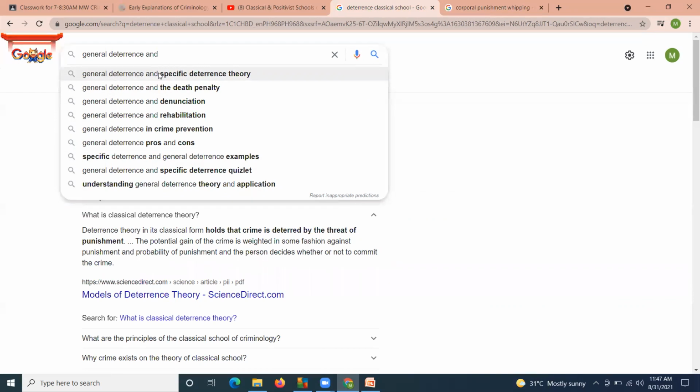General deterrence means even the people who are looking, the audience who are looking at the corporal punishment being carried out, will learn a lesson that they will not commit any crime at all, because they do not want to be subjected to this kind of punishment. On the other hand, when you say specific deterrence, the learning of the lesson is directly absorbed by the person who committed the crime. He will say, I will not commit this crime again, or I will not commit any type of crime again, because I do not want to be subjected to any form of corporal punishment.